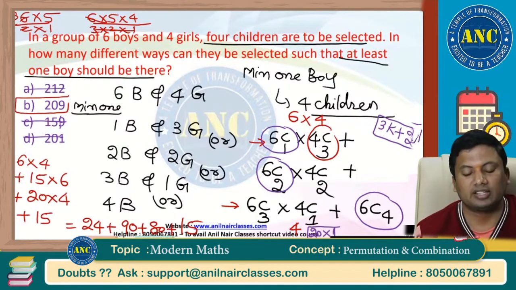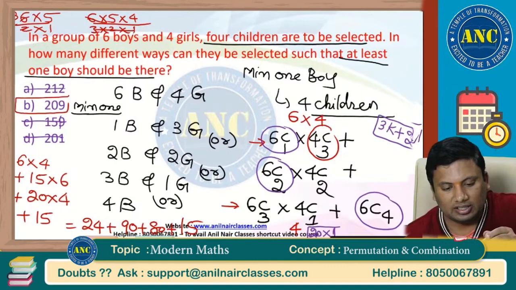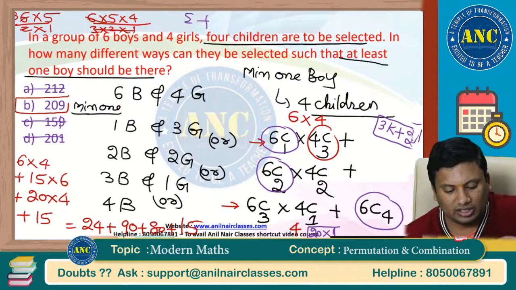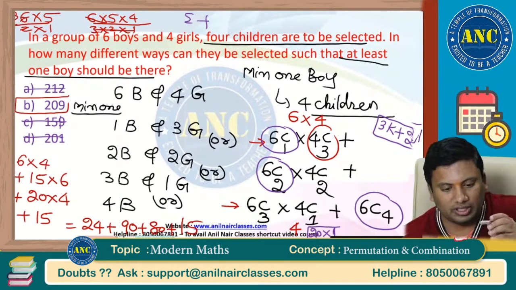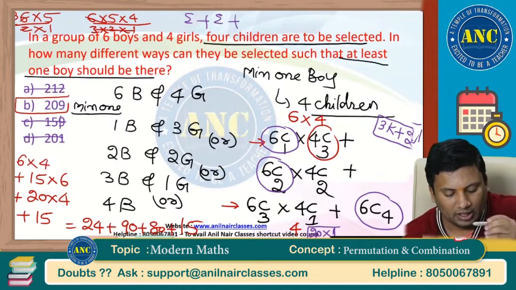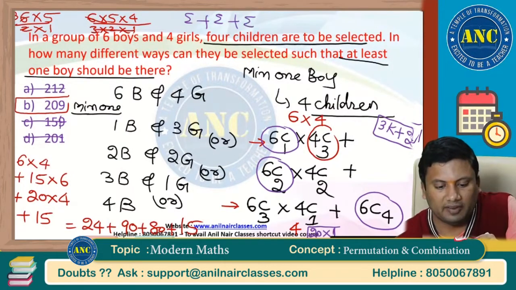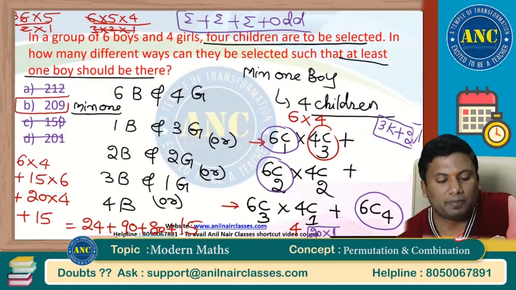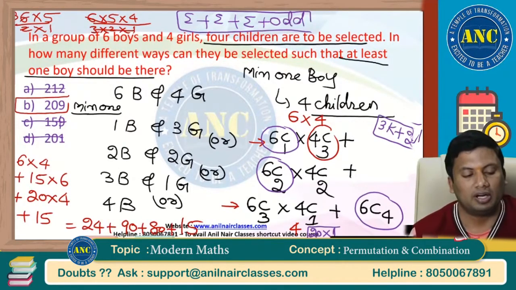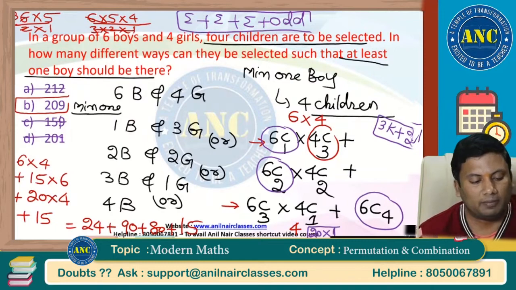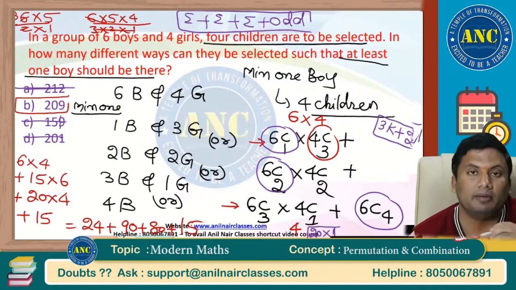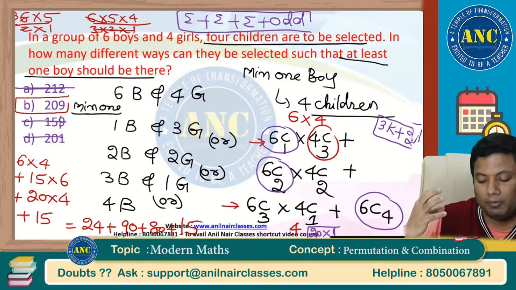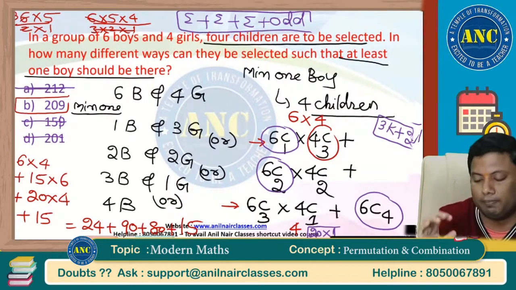Anyway, 212 is eliminated. Why? Because this is an even number. 6C2, 4C2, it is an even number. Again 4C1, it is an even number. 6C4, it is an odd number. Even plus even plus even plus odd. I should get an answer odd number. 212 is eliminated. For complex problems, this method is extremely important.